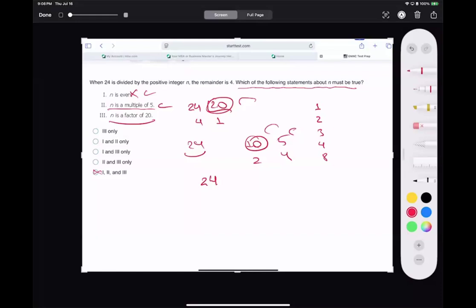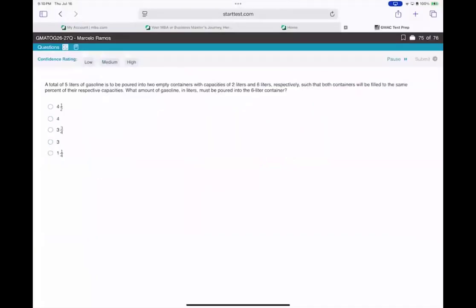Marcelo, the screen's frozen again. My God. I really don't know what is happening today. Okay, let's go. You have this one and another one.